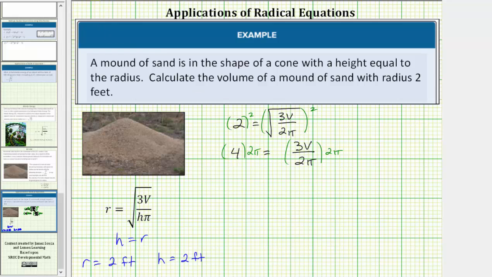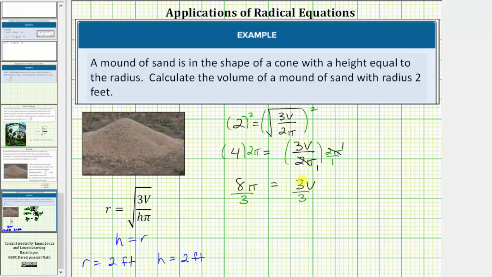4 times 2 pi equals 8 pi, so we have the equation 8 pi equals, on the right side, 2 pi is a fraction, has a denominator of 1. Before multiplying, we simplify out the common factors between the numerator and denominator. Notice how there's a common factor of 2 pi. There's 2 pi here as well as here, leaving us with 3v times 1, which equals 3v. To solve for v, we divide both sides by 3.